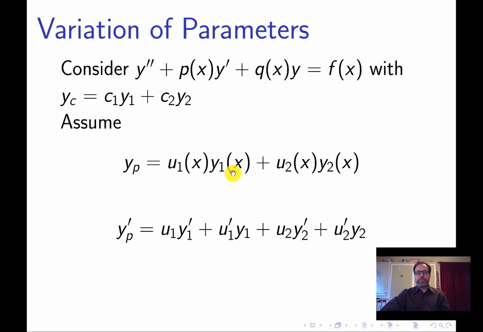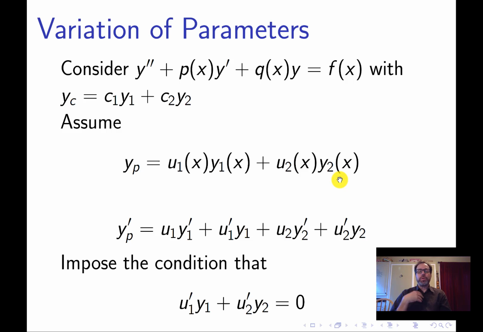So I take the derivative. It's a product. I'm going to stop writing the of x's. So the first times the derivative of the second, that's here, plus the second times the derivative of the first. Then I do the same product rule on the second term there. And then I go to do the second. Oh, and then I'm going to impose a condition. I'm going to grab onto this piece right here and this piece, and I'm going to say I want those things to be equal to 0.